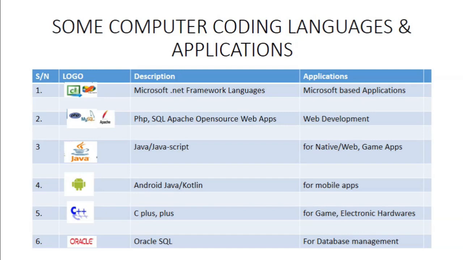Number one, you can see the logo there. What is in that description? Everybody read it out. 1, 2, go. And then the application is what? Good. Then number 2, this is PHP SQL. What is this used for? Read the description there. PHP SQL Apache. And then the application is what? Good.